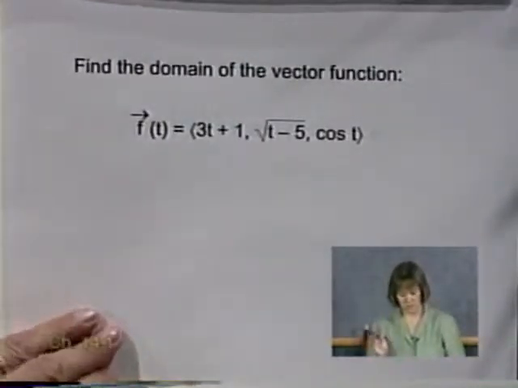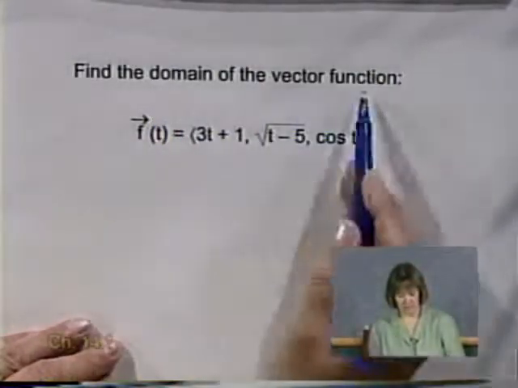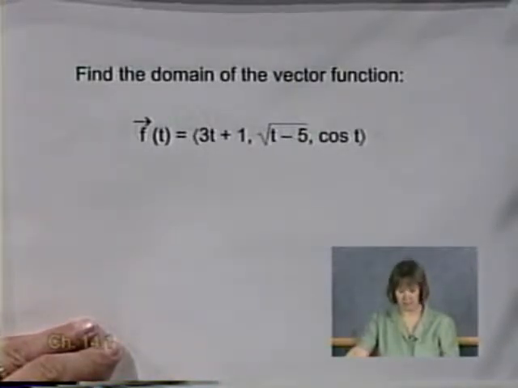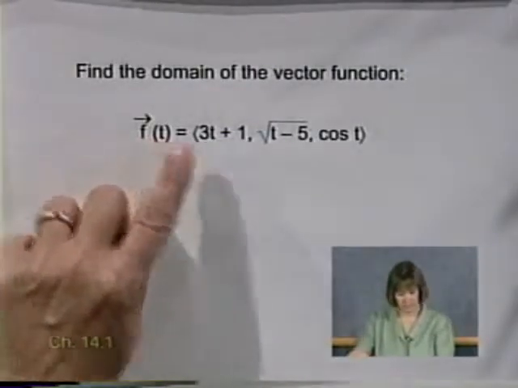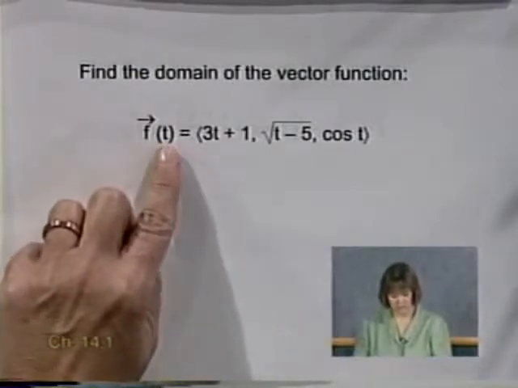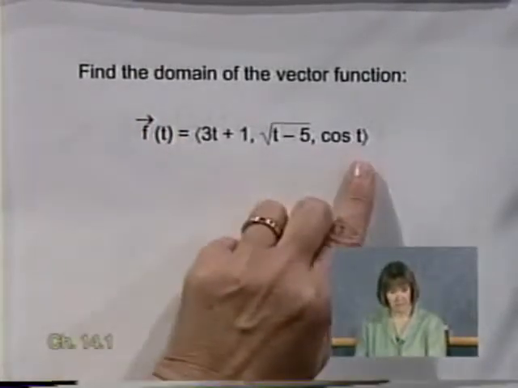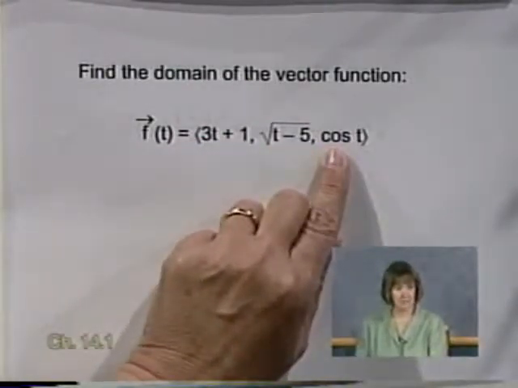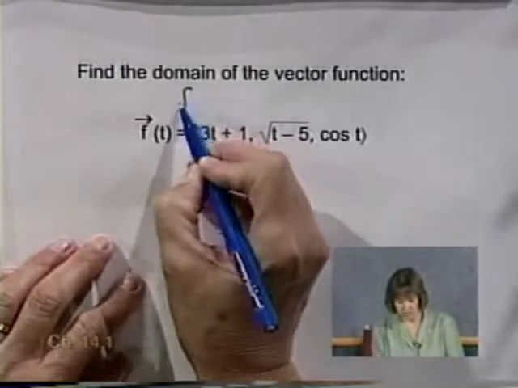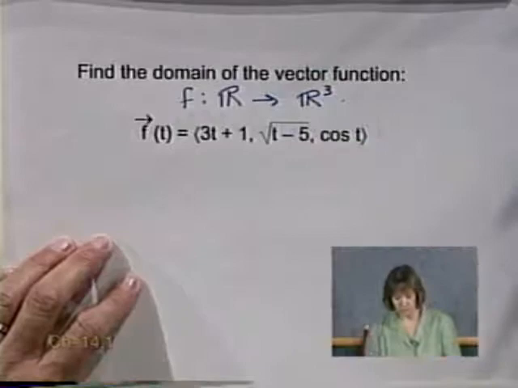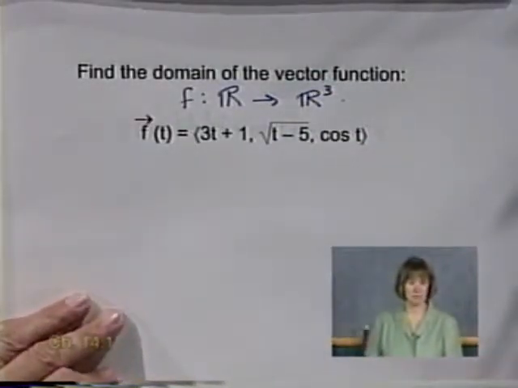Now, notice this particular case, this function f of t, which equals ⟨3t plus 1, square root of t minus 5, cosine of t⟩. What it's doing is you give me a real number and it's giving me a three-dimensional vector. In order for this t, a real number, to be in the domain of this vector function, the x part, the y part, and the z part all must make sense. This particular function is mapping a subset of the reals into a three-dimensional vector, which we could write as R3.